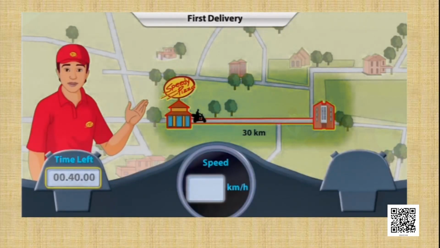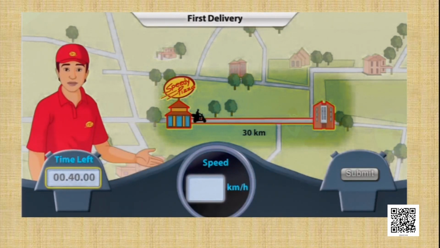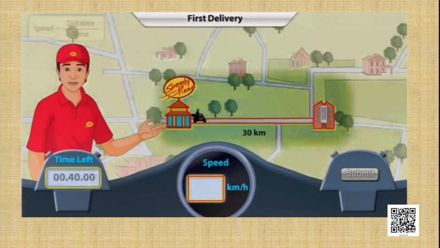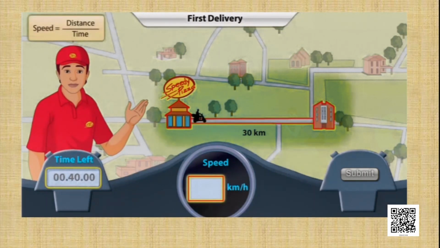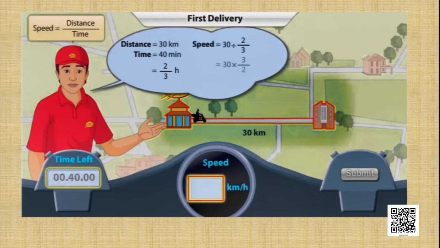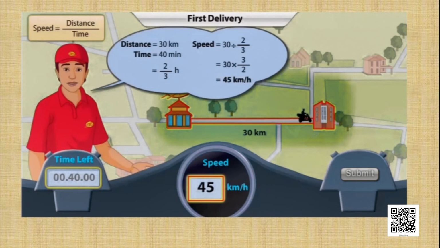Whoa! Our first pizza call for the day. I have to travel a distance of 30 kilometers in 40 minutes. Let's figure out what speed I should travel at. The formula for calculating speed is distance divided by time. 40 minutes is 2/3 of an hour. Divide 30 kilometers by 2 upon 3 hours. And you get a speed of 45 kilometers per hour. So, I must travel at a minimum speed of 45 kilometers per hour to make my delivery on time.